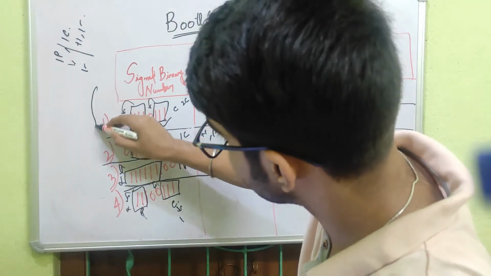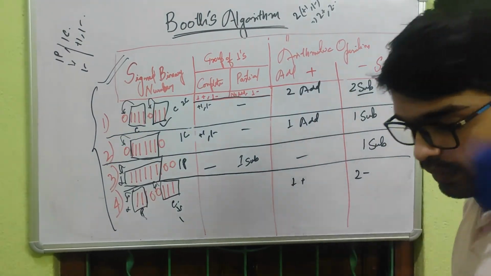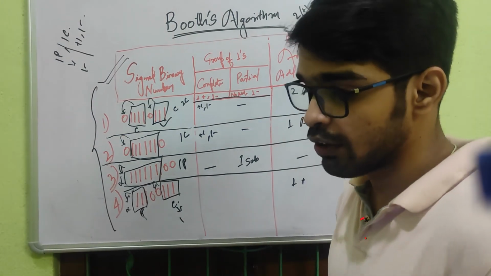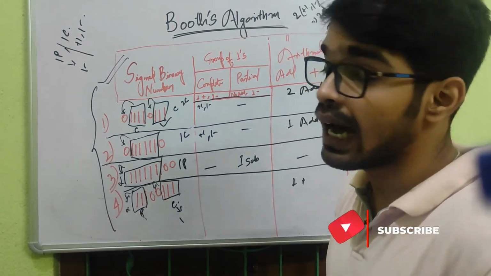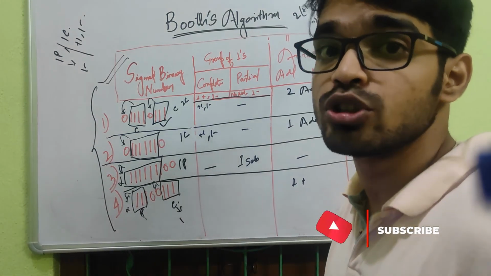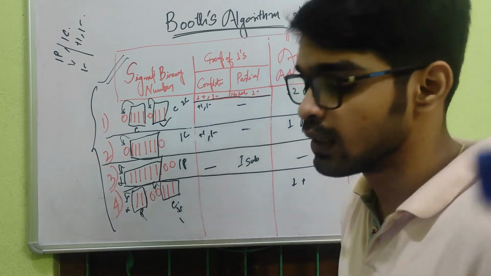So these are the basics of partial groups and complete groups. We'll move ahead and discuss more about the actual algorithm, and we'll discuss Booth's pattern, Booth's encoding or Booth string, whatever we call it. Let's move ahead.